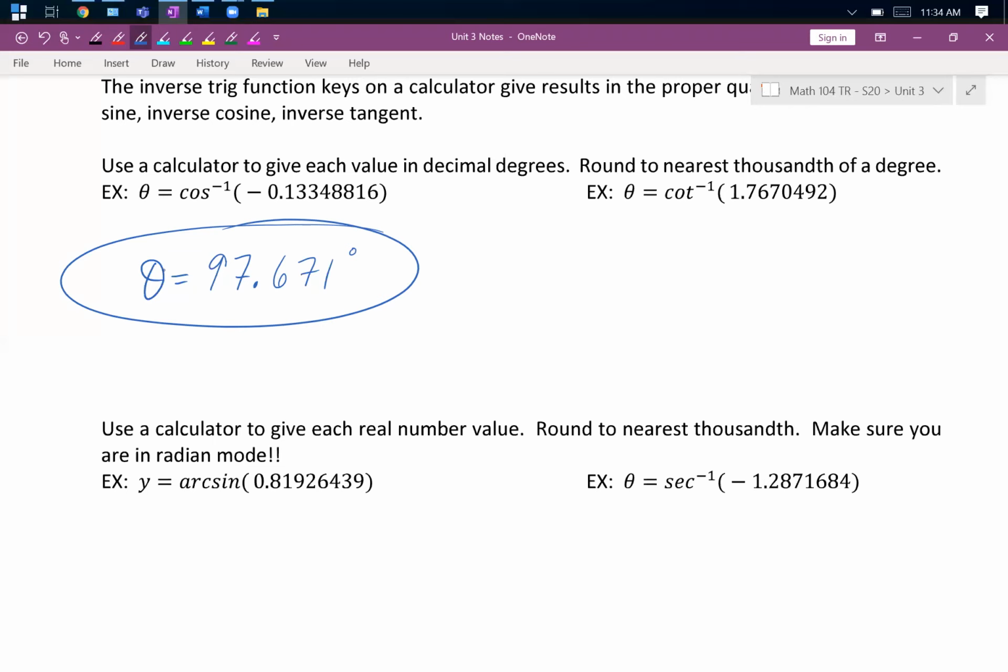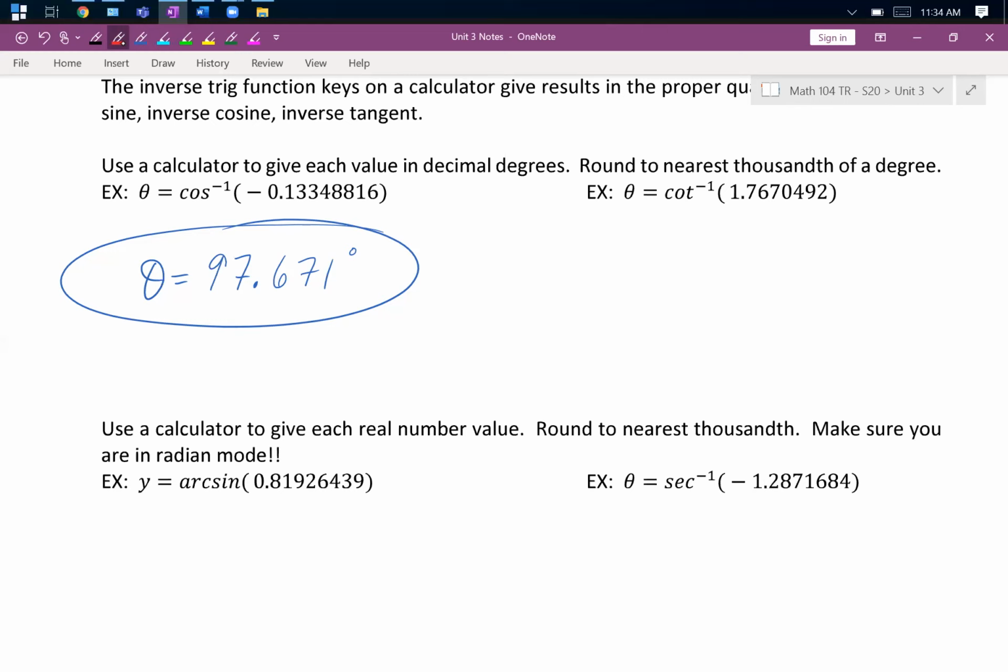All right, so let's find a cotangent inverse of 1.7670492. So this is a little bit trickier about plugging it into our calculator. Well, first off, we don't have a cotangent button. So I'm going to step you through kind of the long way so we know why we're about to do what we're going to do.